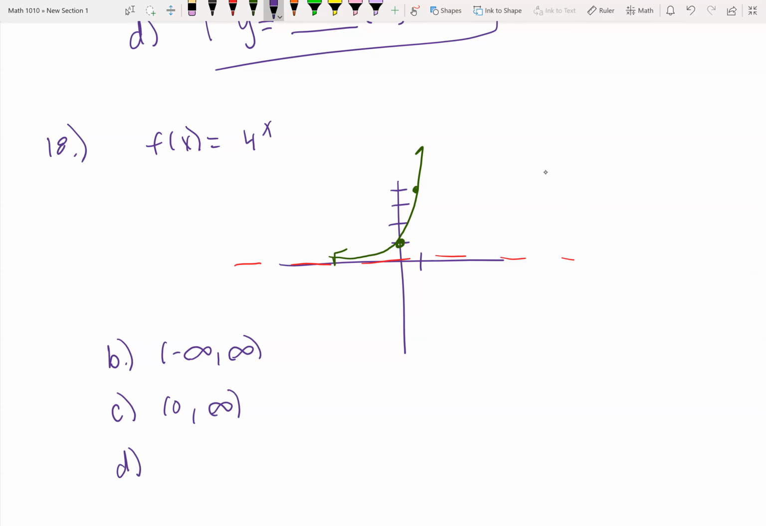Question D, write the inverse. Well, if this is 1, 0, then 0, 1 is going to be on my new graph. If this is 1, 4, then 4, 1 is going to be on my new graph. And you guys know that inverse of an exponential is a log, so it looks like that. And the asymptote for that guy is right there. Make sure you draw your asymptotes. Okay? All right, number 19.